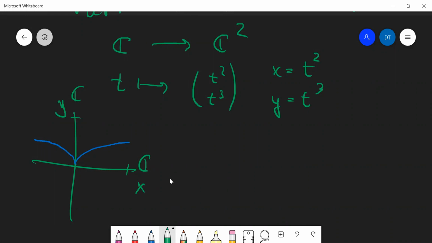I just want to write down some function f of x, y equals zero, such that this function defines exactly this curve. So how to find this function f? Well, in this particular case, it's very simple. You can see that if you raise x to the power of 3 and y to the power of 2, then the right-hand side is the same. So this means that x to the power of 3 equals y to the power of 2 is the desired equation.